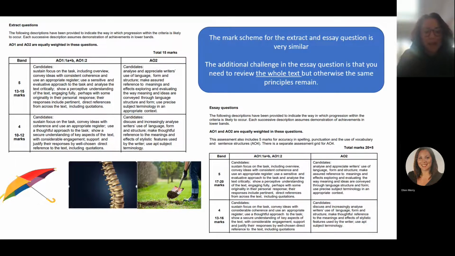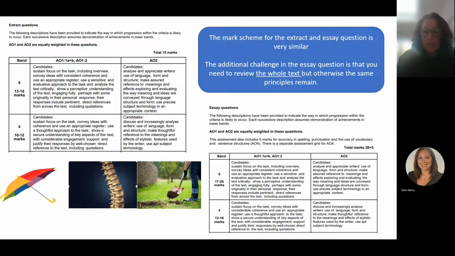The top bands are asking you for a sustained focus on the task. That's the idea of the spine, the cohesive ideas going all the way through. So you'd focus on Juliet's character, for example, if you were looking at that, or it would be the theme of love if it's the essay question. They want this overview. If you can see, both of them ask for an overview. So this is AO1, that first box: an overview and that link throughout.